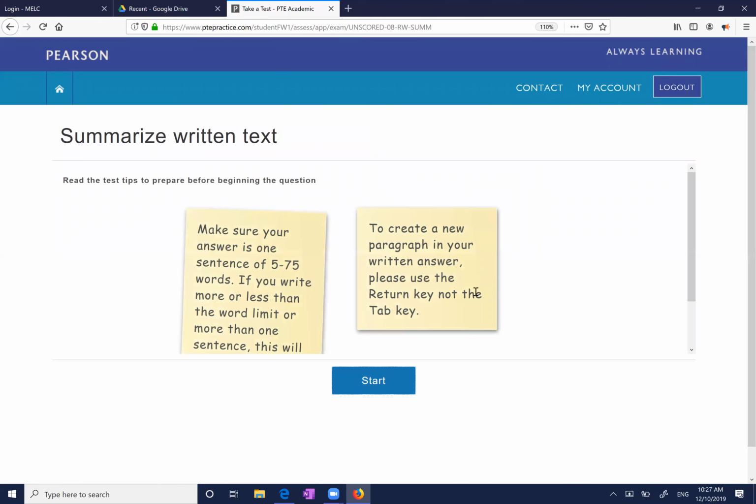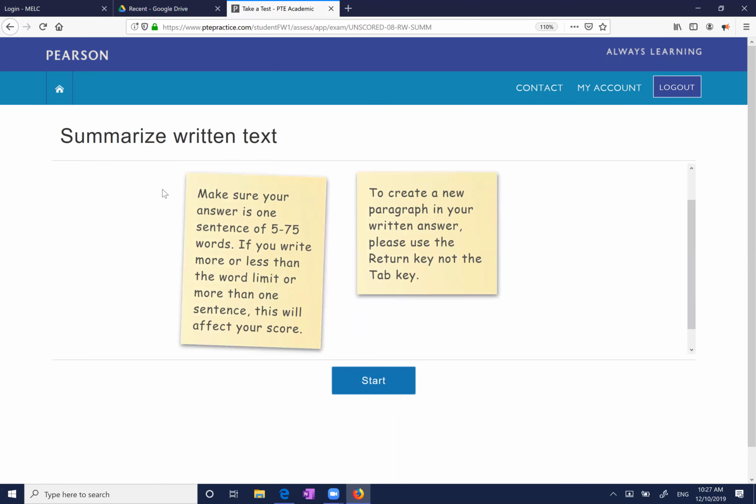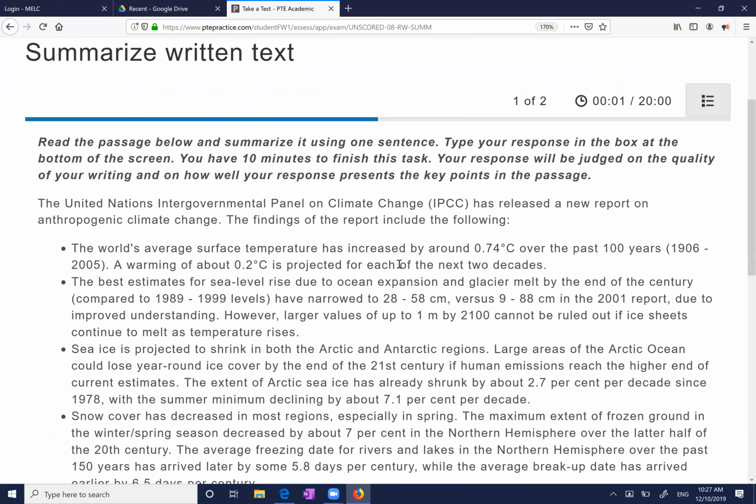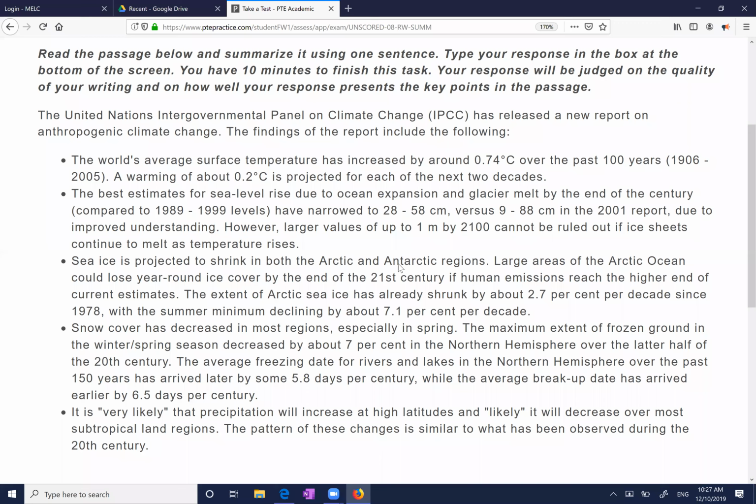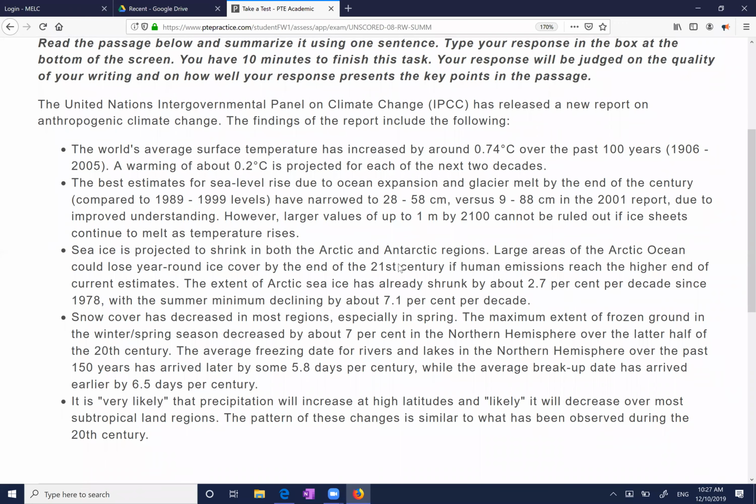So this is summarized written text. Make sure the answer is within the limit. If you write more or less than the word limit, it will affect your score. Yes, if you write less than 5 or if you write more than 75, that affects your score. Okay, I go start. Now, this is writing task 1. If you can all have a quick read, that will be really good. Quickly give it a read.